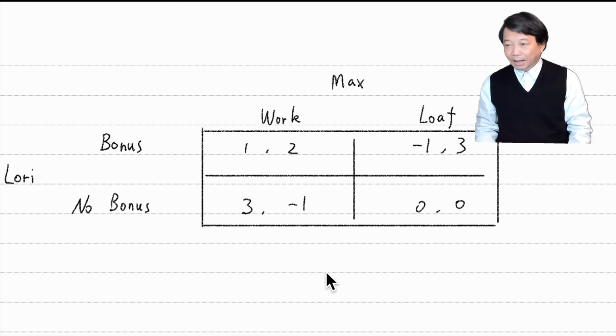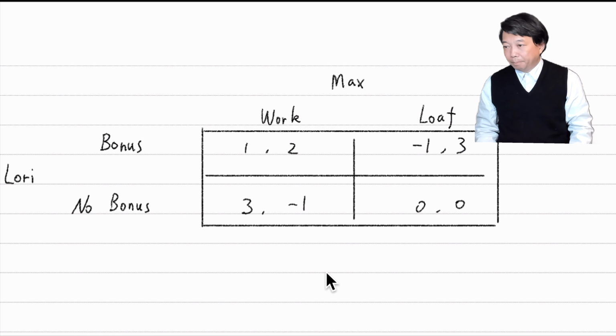It is a static game of complete information. In the payoff matrix, the first number is the payoff for Laurie and the second number is the payoff for Max. Laurie has 2 strategies, giving a bonus or not giving a bonus. Max has 2 strategies, working hard or loafing. We use the best response approach to find the Nash equilibrium of the game. We first figure out Laurie's best response.